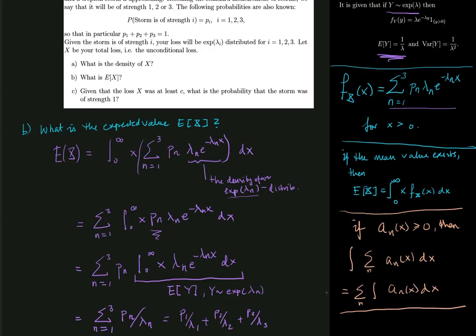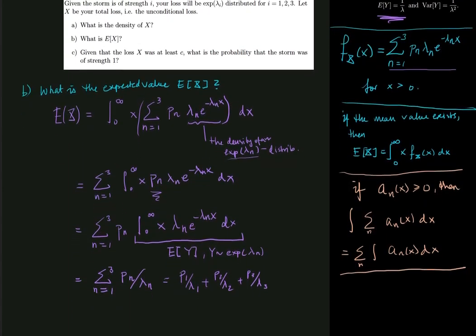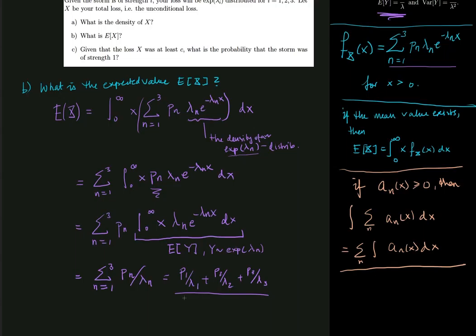And again, we can ask, well, was that a surprise? And the answer again is, well, no, not really. Because there is the probability P1 that the storm will be of strength 1, in which case the expected loss is 1 over lambda 1. There is probability P2 that the storm will be of strength 2, in which case the loss will be expected to be 1 over lambda 2, and so on. So this is just the reinforcement of what we expect intuitively. So mean of x, here you go.